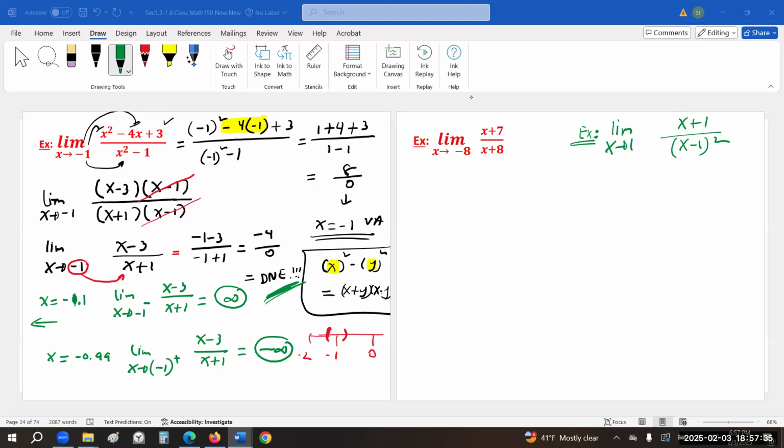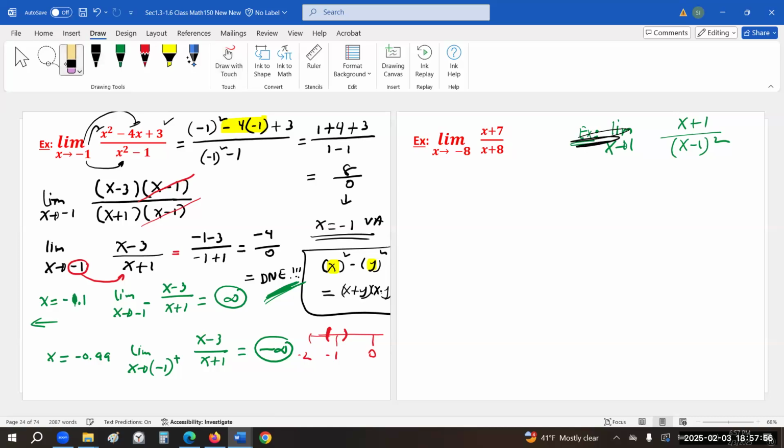So, who would like to tell me the first step? What is our first step to find any type of limit? What do you do first? Substitute. Wonderful.